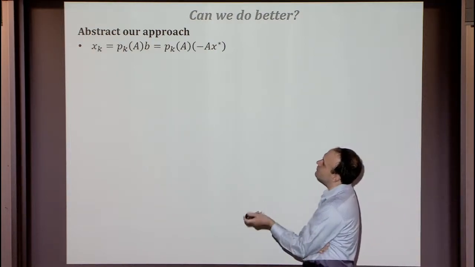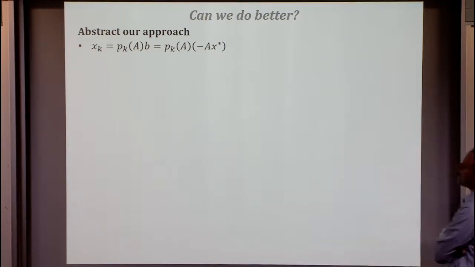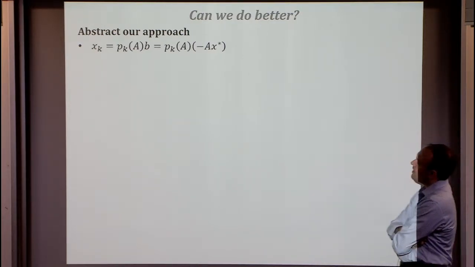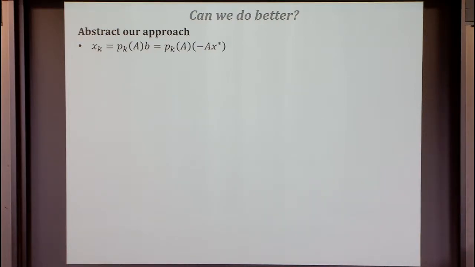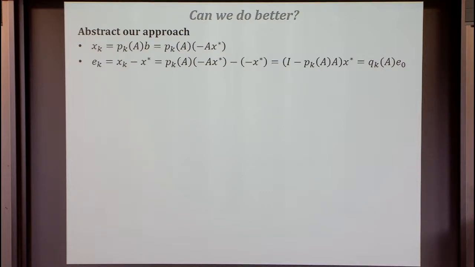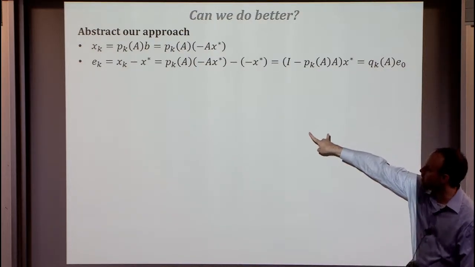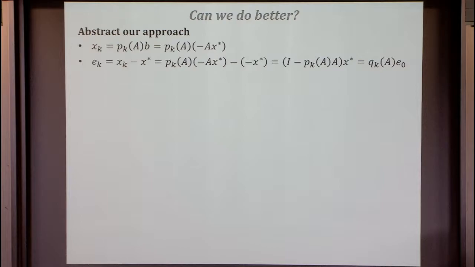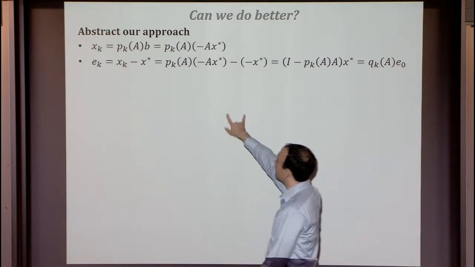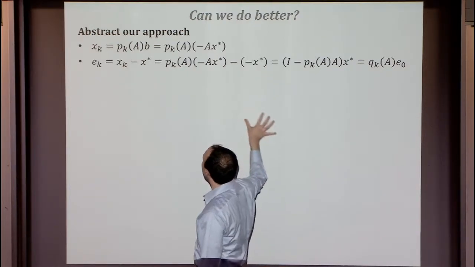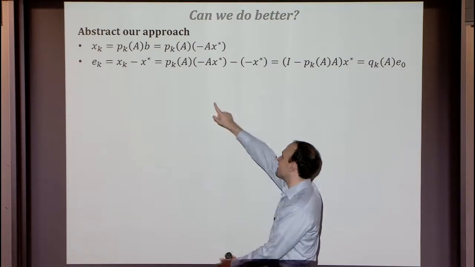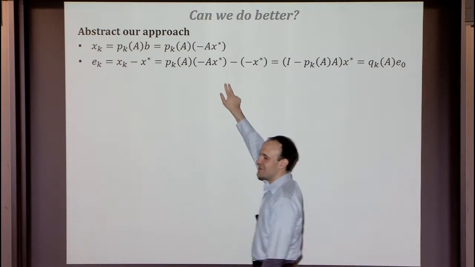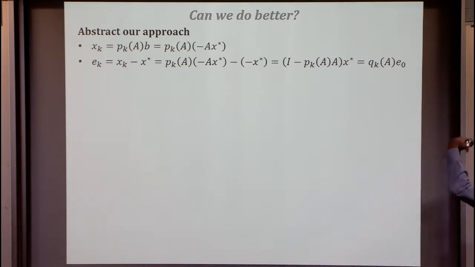So, okay, what did we really do? We really just picked some polynomial of degree k that I'll call p_k of A. We applied it to b, and remember that b is just negative A times the optimal answer, because x satisfies Ax equals b, or negative, yeah. Okay, so writing this out more, what do we get? We get that our error, e_k, the error after k iterations, is just, well, writing it out, right? You just plug in the polynomial applied to negative A x star, subtract off negative x star, and see what happens.